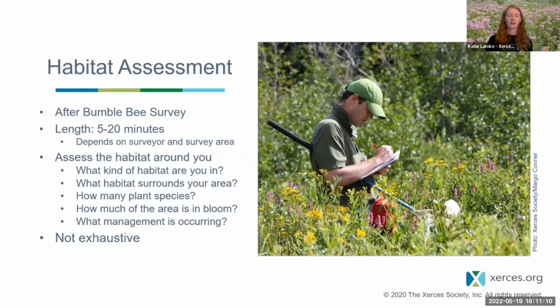And then we're asking you to look at the surrounding area. So within direct view of your survey area, outside of your hectare, what is the habitat that surrounds your survey area? And we want you to answer how many different flowering plants there are available, and make your best guess on how much of the area is actually in bloom. We're also going to have a few questions about management, and I will be walking through the data sheet later so that I can actually show you what this looks like. These surveys are not meant to be exhaustive. They'll go even quicker if you know your plant species.